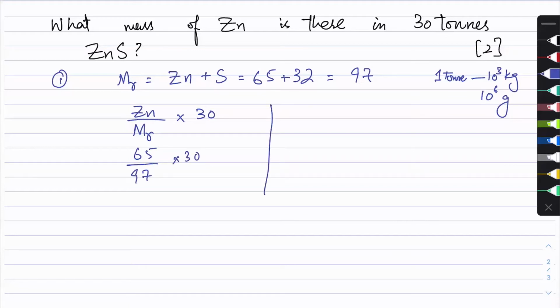Another way to do this same question would be that you use a ratio method. You'll be like, okay, when I have 97 tons, I have 65 tons of zinc. Notice that it doesn't matter, it could be grams, it could be kilograms, it could be any random unit, because you have a ratio there, it could be any unit. So 97 tons gives you 65, so 30 will give you X. And you can also do it like that. So the ratio method works like a charm every single time. So you can use that as well.